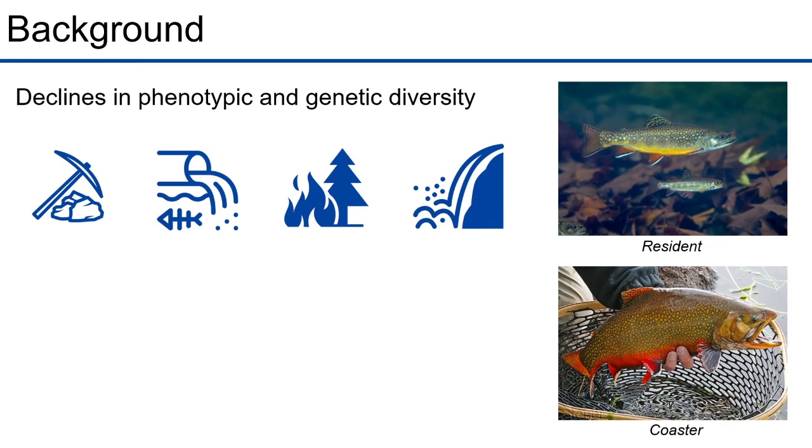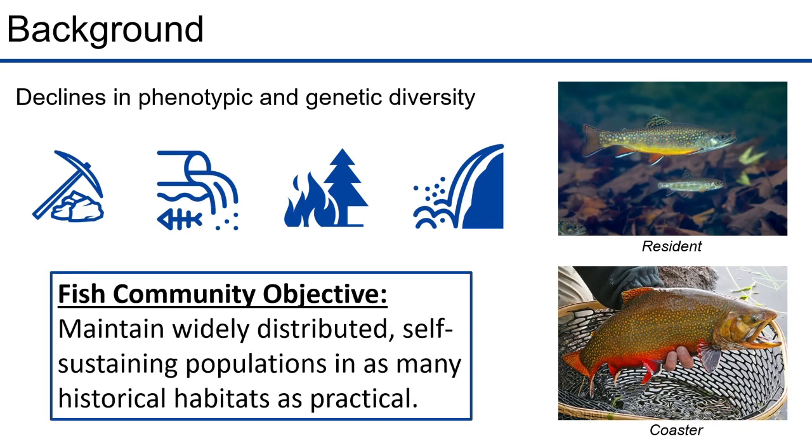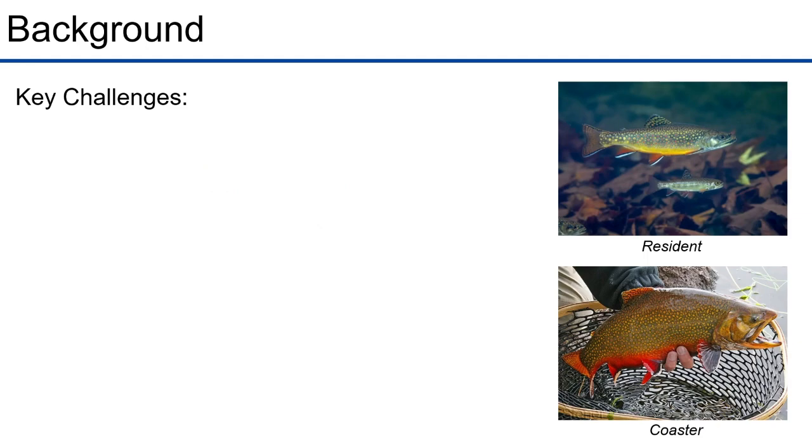And as we've talked about already this morning, in the Lake Superior Basin, we see two unique life history forms of brook trout: the resident, which spend most of their life cycle in the streams and lakes tributary to the lake, and then coastal brook trout, which we define as any fish that's found in the lake proper, any fish that uses the lake for a portion of its life cycle. And so, of course, it'd be remiss not to mention the fish community objective for brook trout, which is to maintain widely distributed, self-sustaining populations in as many historic habitats as practical. However, there are a few key challenges to being able to do this.